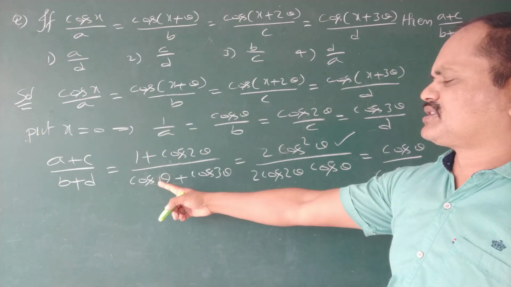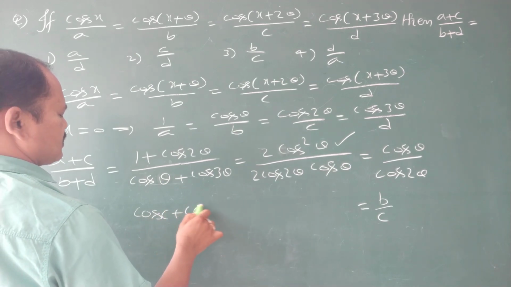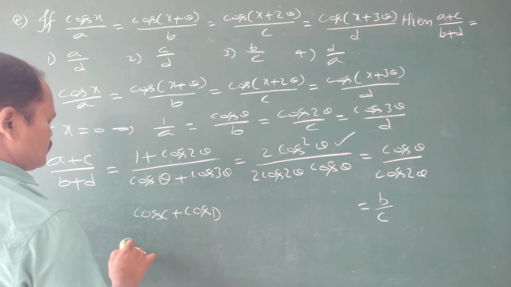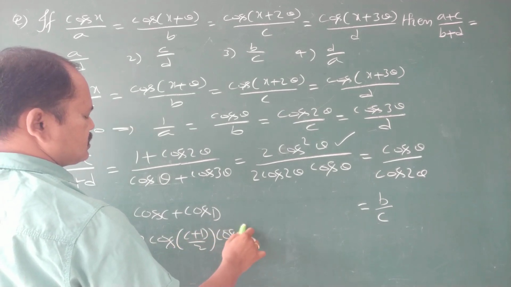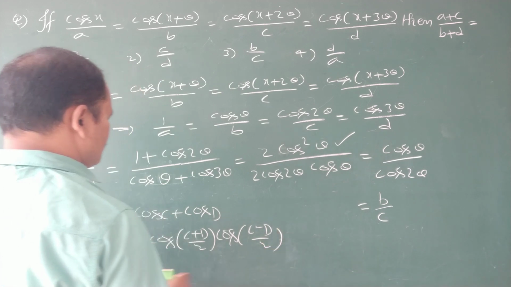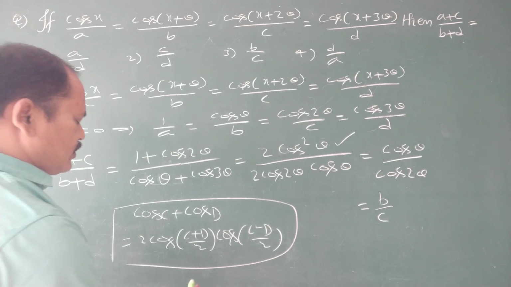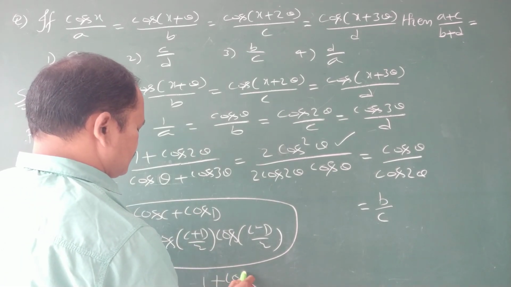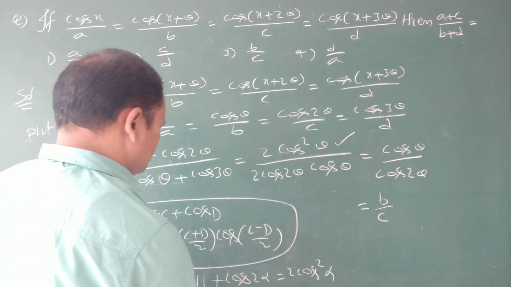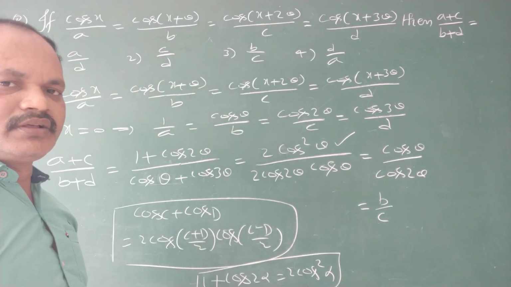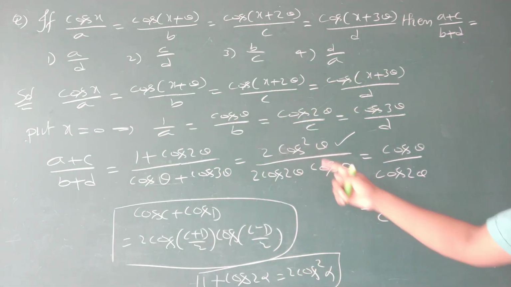Here it is the cos C plus cos D formula. What is cos C plus cos D actually? Cos C plus cos D is equal to 2 cos (C plus D) by 2 into cos (C minus D) by 2. So this is the formula for the denominator, and we know that 1 plus cos 2 alpha is equal to 2 cos square alpha. That's why this is the formula for the numerator. So in the numerator, 1 plus cos 2 theta is 2 cos square theta.